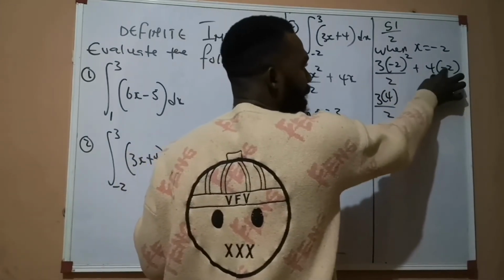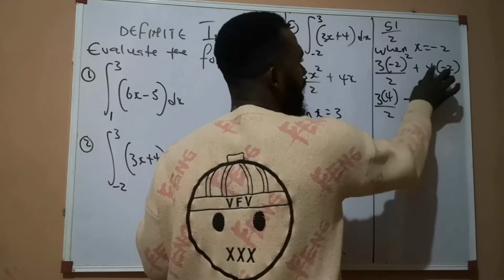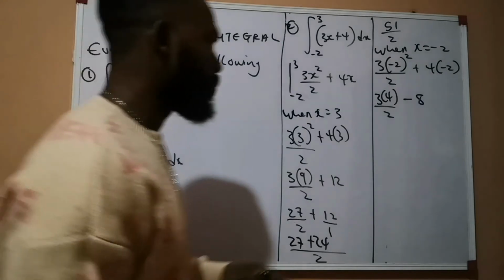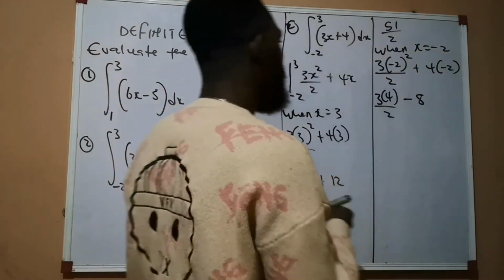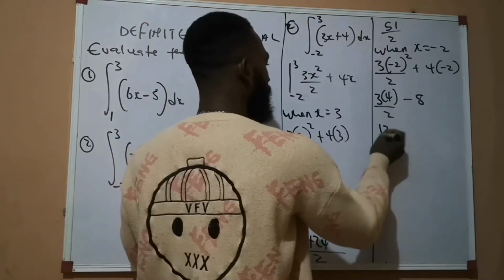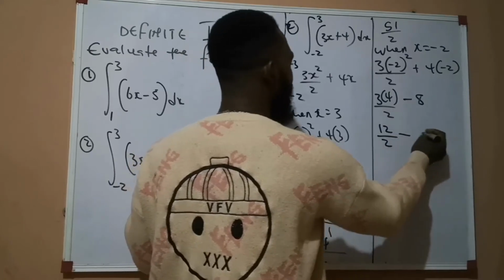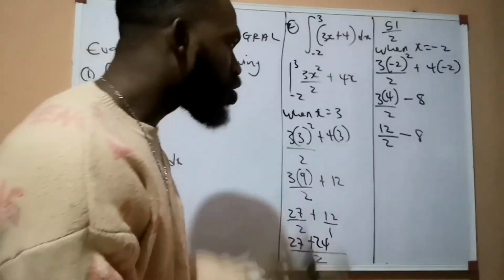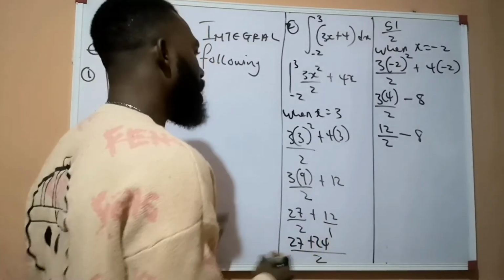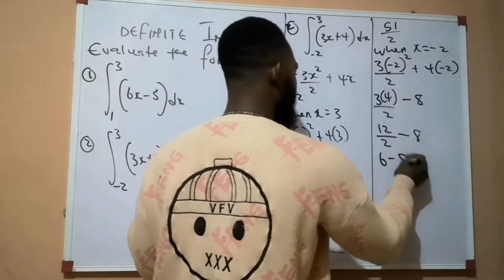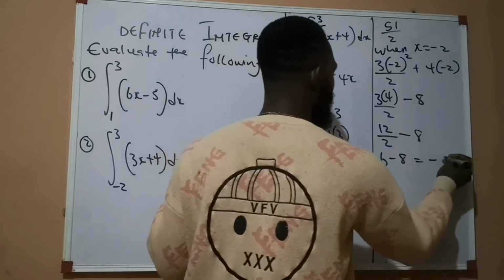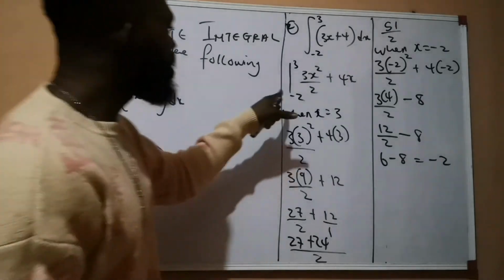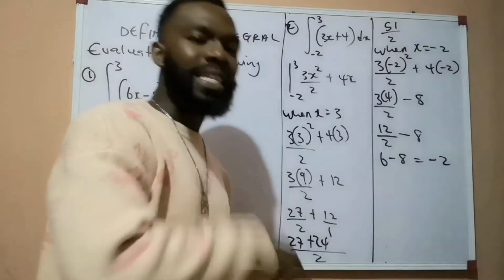Now, plus times minus in the bracket gives us minus. And 4 times 2 gives us 8. Now, let us continue. 3 times 4 will give us 12 over 2 minus 8. Now, it is possible for 2 to cancel 12 because 2 is a factor of 12. Now, 12 divided by 2 gives us 6 minus 8. And 6 minus 8 gives us what? Minus 2. So it means if we use limit minus 2, we will get minus 2.